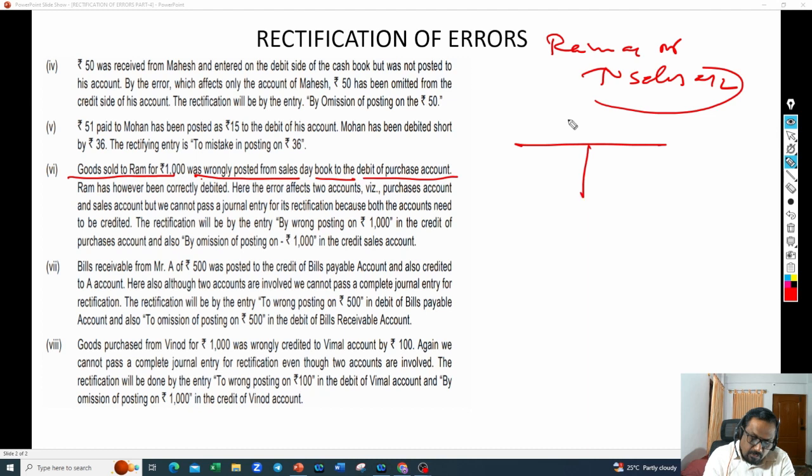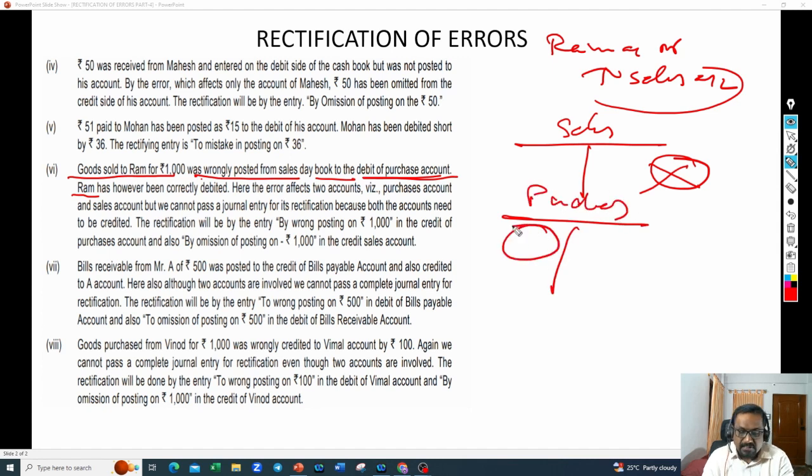in the sales account we need to prepare. Sales account, you need to put this amount in the credit side, but they did not put it here. What did they do? They debited the purchase account. Instead of crediting sales, they debited purchases. They debited purchases for 1000 rupees.